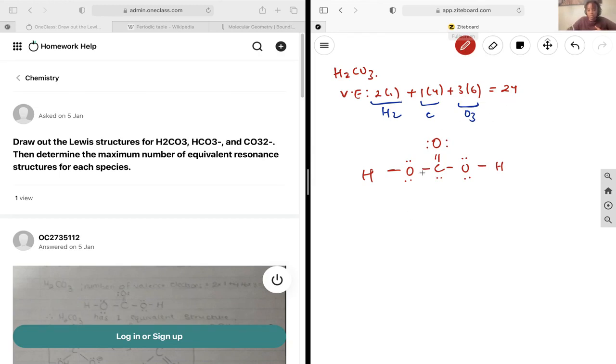And so let's see if we have our 24: 2, 4, 6, 8, 10, 12, 14, 16, 18, 20, 22, 24. So our valence electrons are all accounted for.